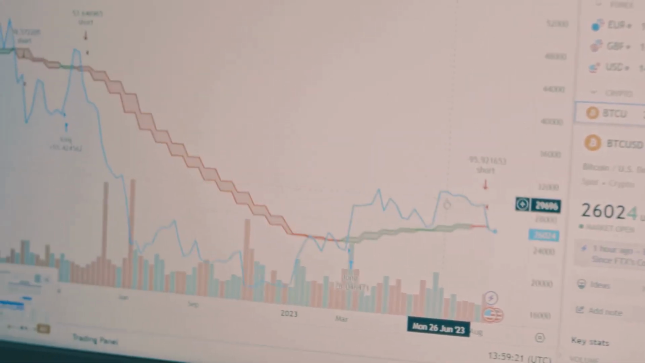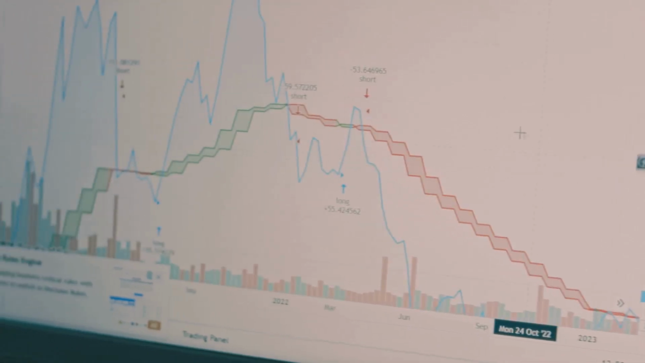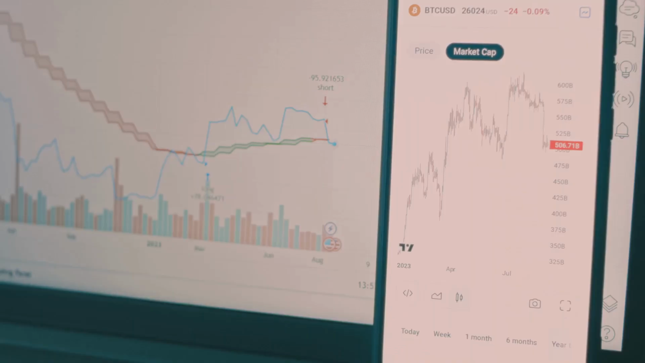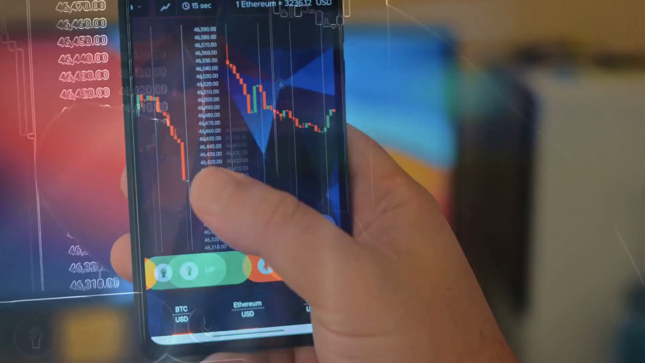Did you know you can profit from price differences between crypto exchanges? This strategy is called arbitrage trading, and today, I'll explain how it works and how you can get started.